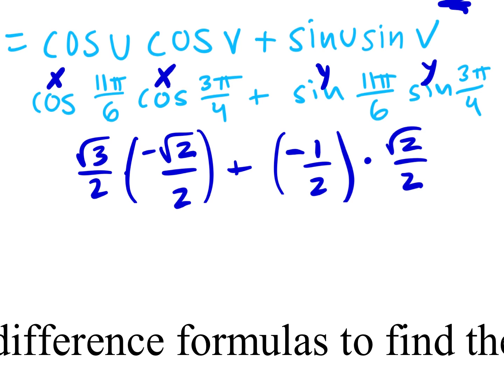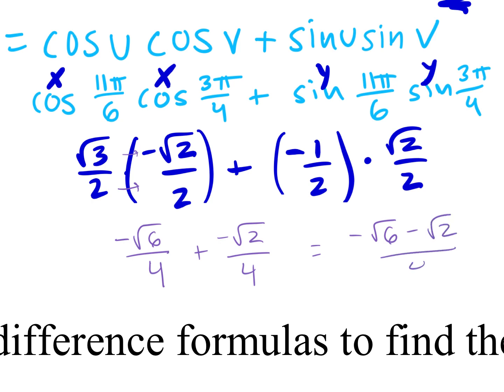Now when we multiply fractions, we multiply straight across. So what's square root 3 times negative square root 2? Negative square root 6 over 4, perfect. And negative 1 times square root 2 would be negative square root 2 over 4. And I can combine these together, so it'd be negative square root 6 minus square root 2 over 4.